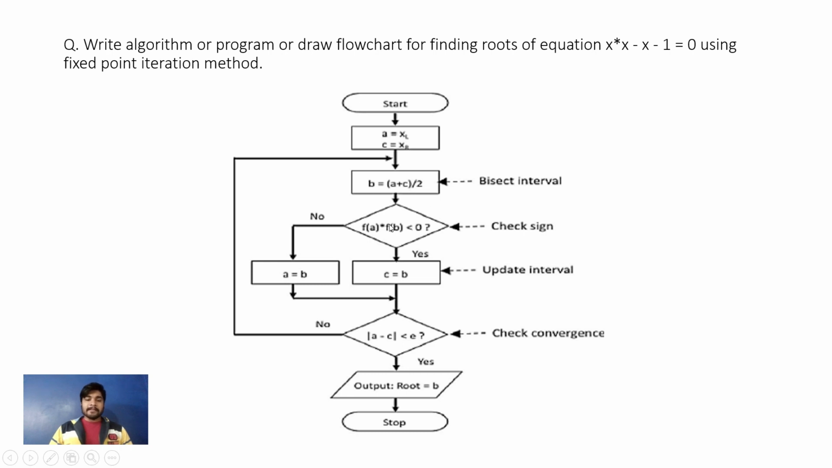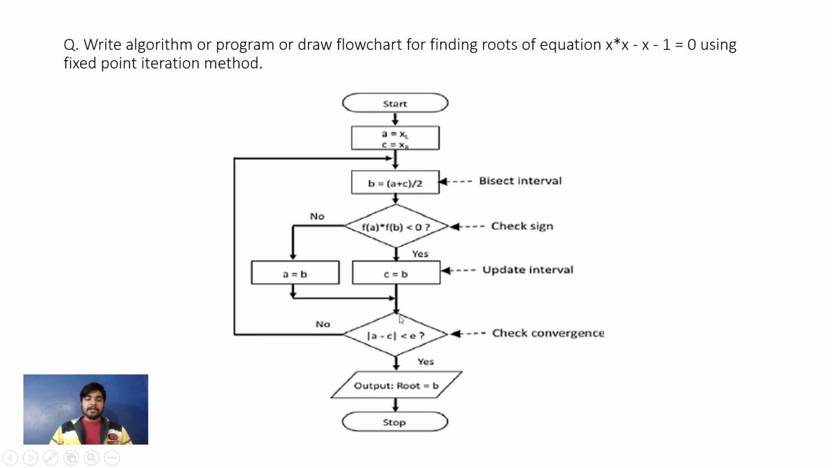Now checking the sign, that is, f(a) into f(b) is less than 0 or not. If this condition is true, then c is equal to b, updating the iterable. If this condition is false, then assign a equal to b.